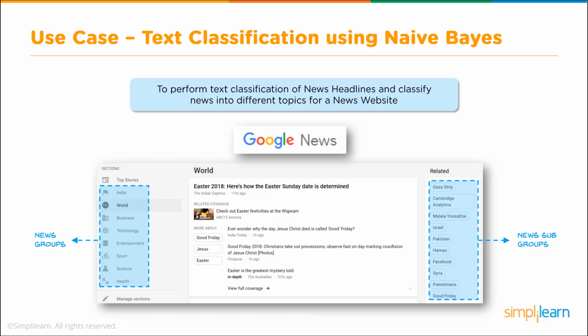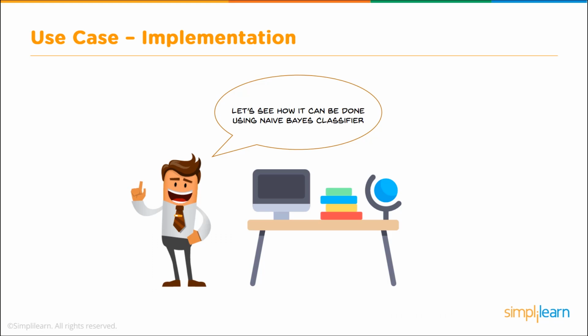So we're going to use our new tool to perform a text classification of news headlines and classify news into different topics for a news website. As you can see here, we have a nice image of the Google News, and then related on the right, subgroups. I'm not sure where they actually pulled the actual data we're going to use from. It's one of the standard sets. But certainly this can be used on any of our news headlines and classification. So let's see how it can be done using the Naive Bayes Classifier.